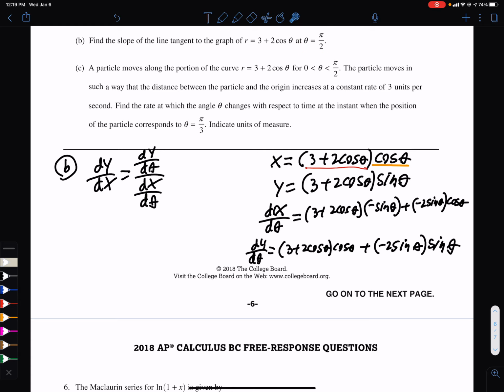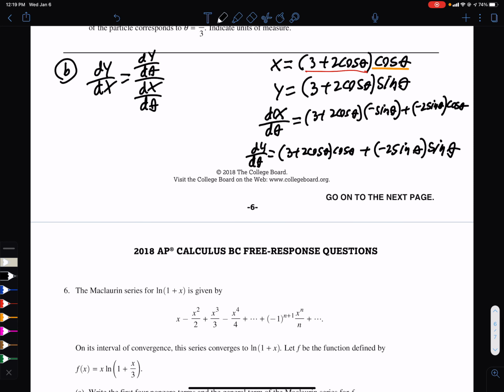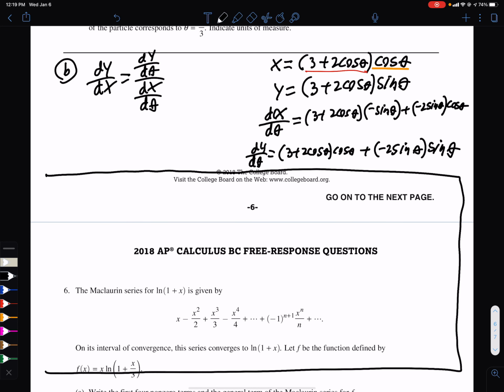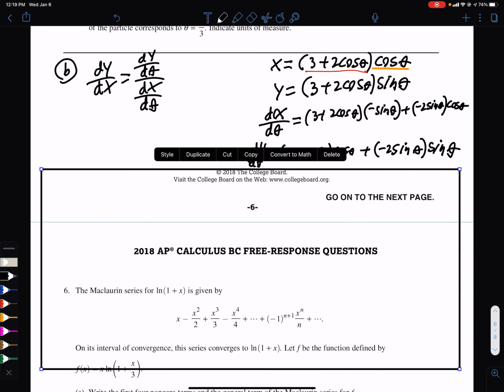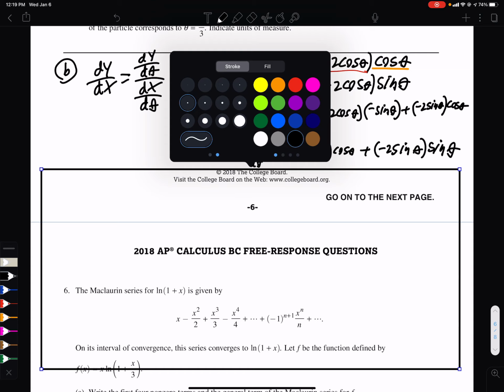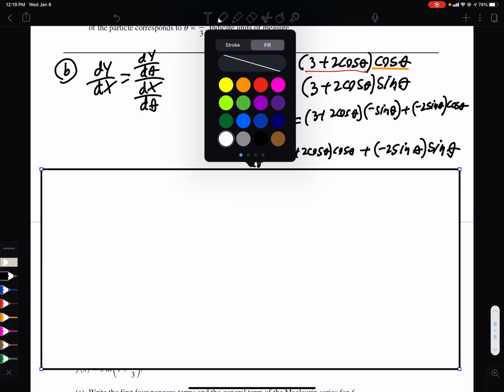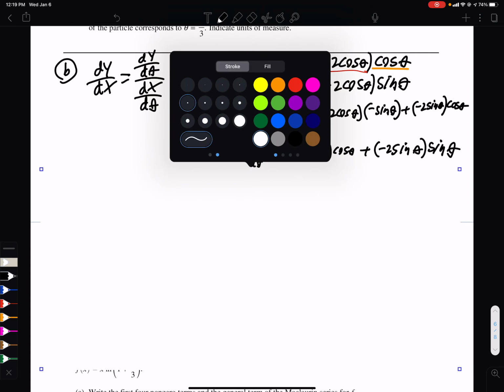So let me create some space here to write on because I'm out of white space. And let me fill this with white and do that.